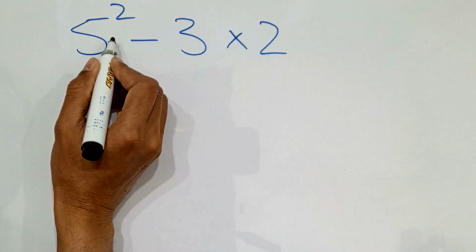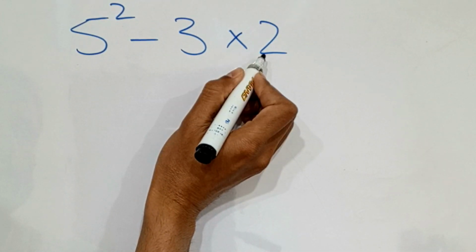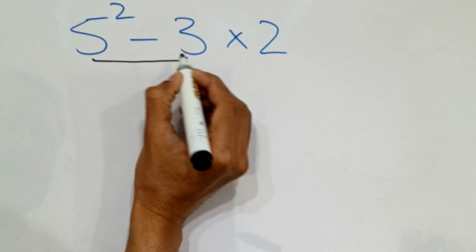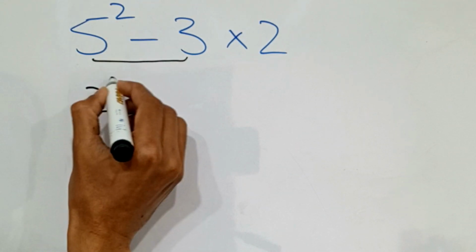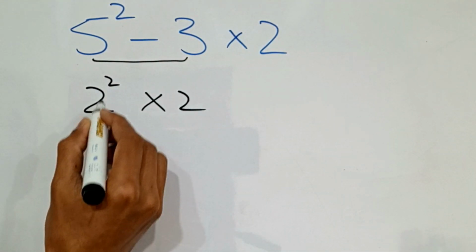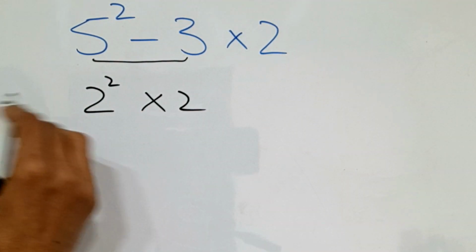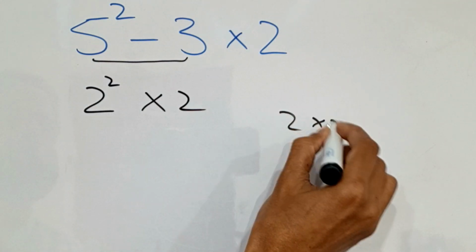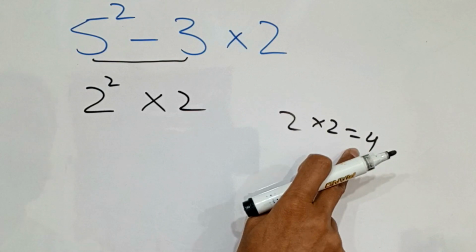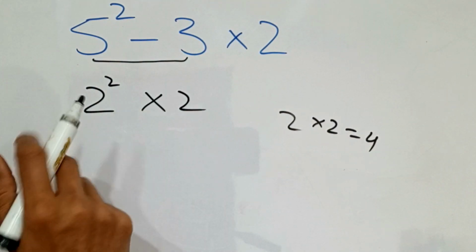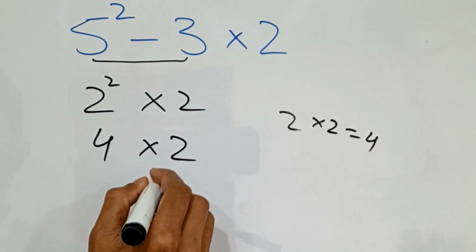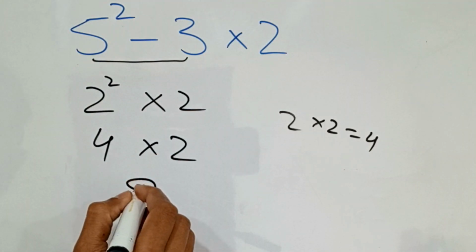Hey guys, we have 5 squared minus 3 times 2. Okay, 5 minus 3 equals 2 squared times 2. Now 2 squared equals 2 times 2 equals 4. 2 squared means 4. So 2 times 2 equals 4 times 2. Now 4 times 2 equals 8, right?